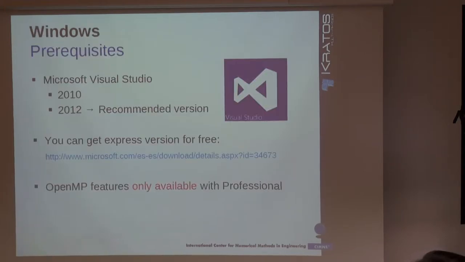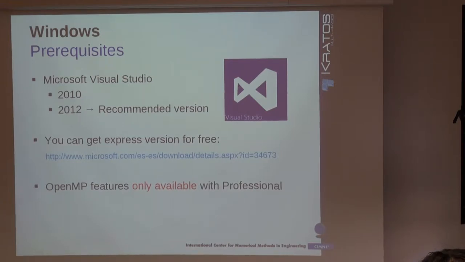So we're going to begin with Windows, and the first thing that you will need to compile Kratos under Windows is a compiler. In our case, we choose Visual Studio. There are other options, but we are actually using this. We recommend you to use the 2012 version. That is the most recent one that we are sure that it's compatible with your code, so you will not have problems with any external library or any kind of incompatibility if you use this one.